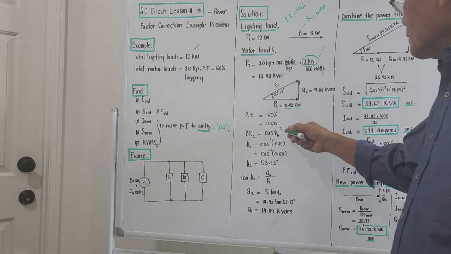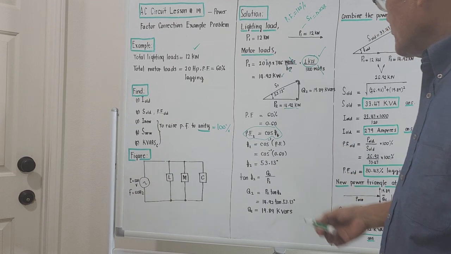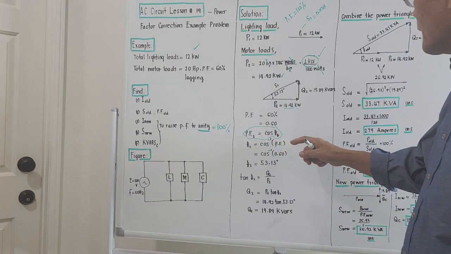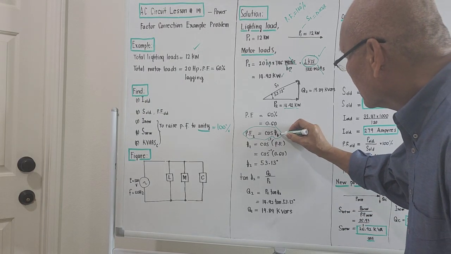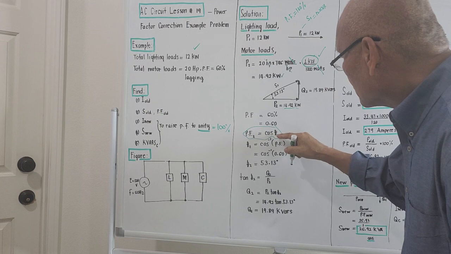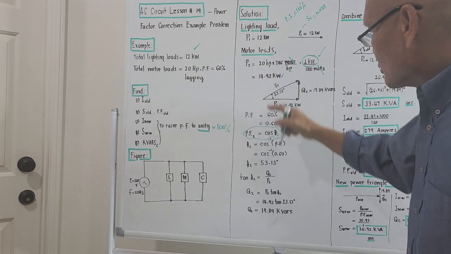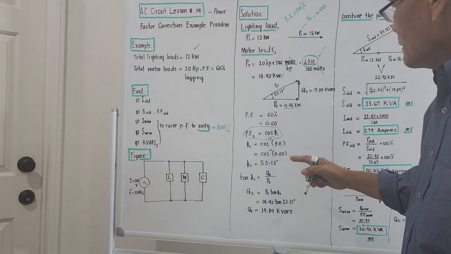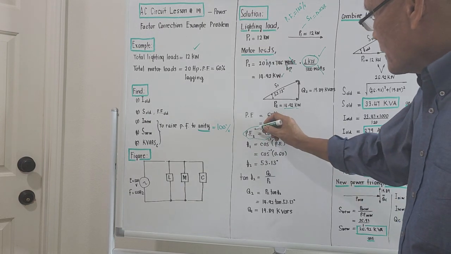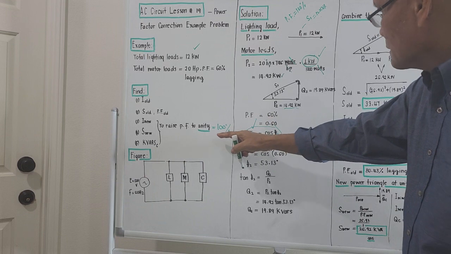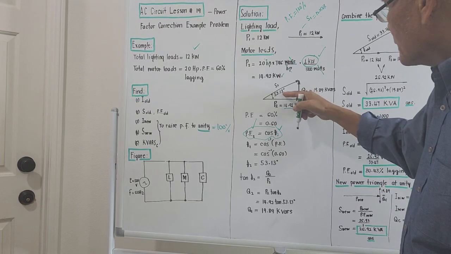But what is one of the definitions of the power factor? It is the cosine of angle theta. This is theta 2. Theta 2 refers to motor loads, right? So power factor number 2, as per definition, is the cosine of the angle theta 2. Since we are given power factor number 2, which is 60%, we could compute for theta 2. We could compute for this angle here, right?